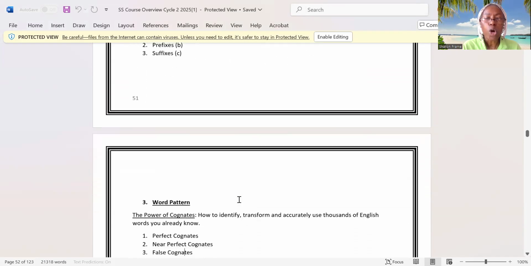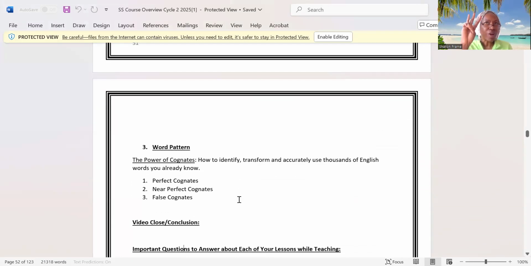We're talking about word patterns. Everything is a trifecta: 3, 3, 3, 3. You've got 3 lessons that you're teaching, and each lesson has 3 parts. So the third lesson is what? Word pattern. What are we learning? We're learning the power of cognates, how to identify, transform, and accurately use thousands of English words you already know. And they are perfect cognates, near perfect cognates, and false cognates.